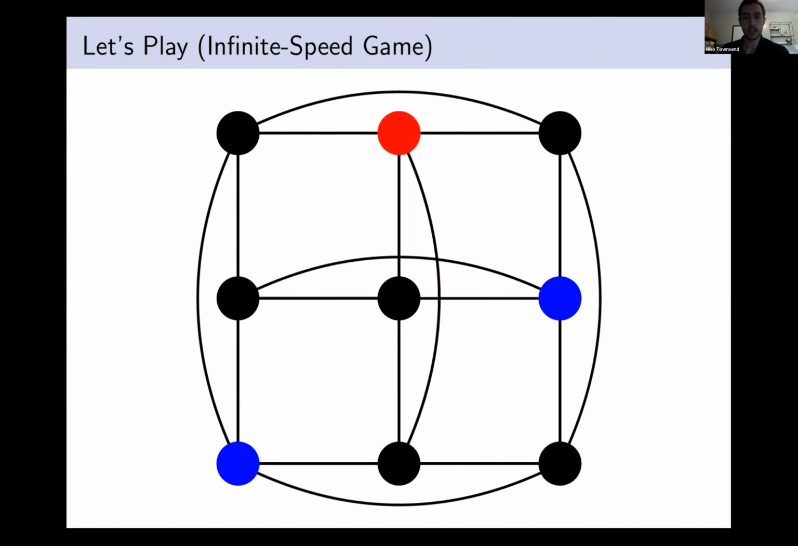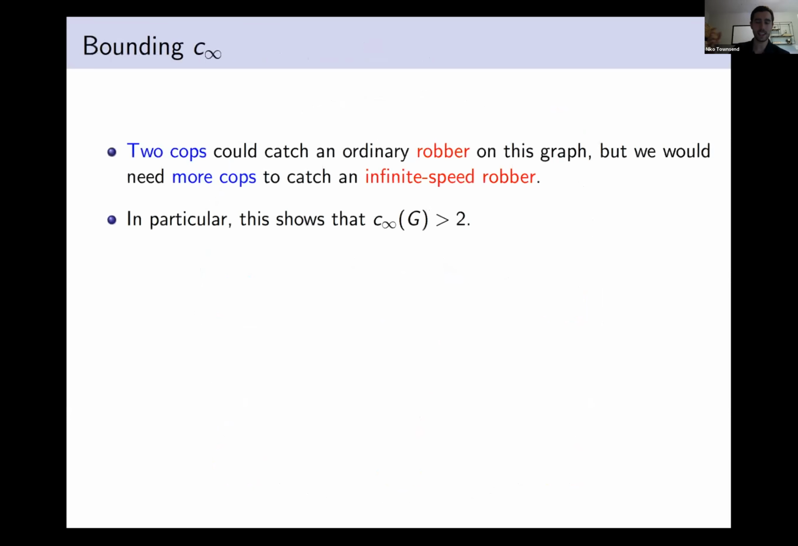Now maybe the cops move again to try to block him off. But again, this can keep happening. He can find a vertex that's not adjacent to any cops and be safe for the next turn. So it turns out that two cops can catch a speed 1 robber on this graph, but more cops are needed to catch the infinite speed robber. In particular, this shows that C sub infinity of G is greater than 2. It's actually equal to 3, but we'll talk about that a little bit later.